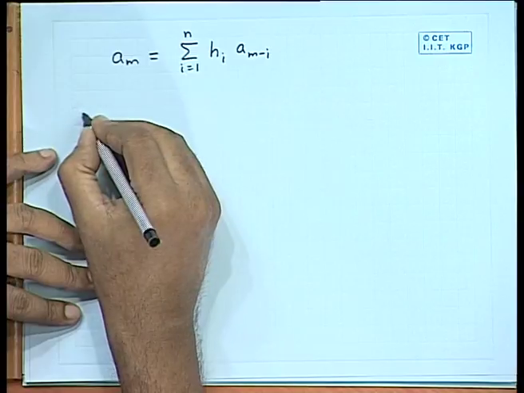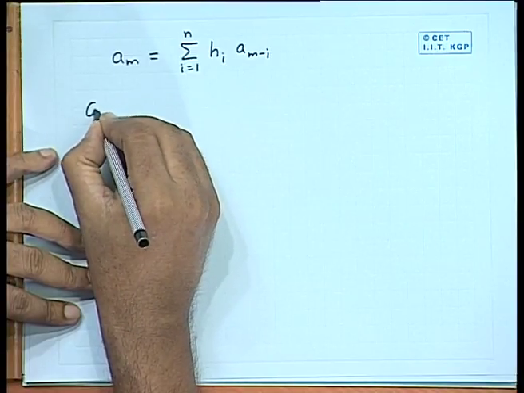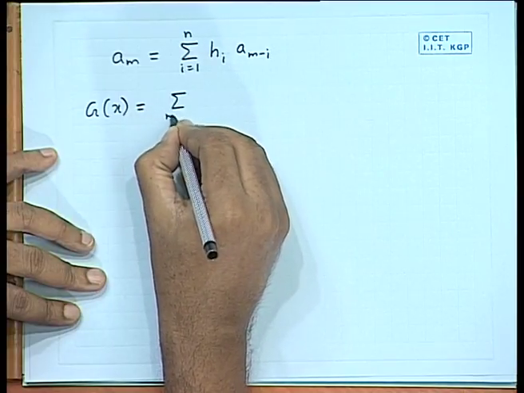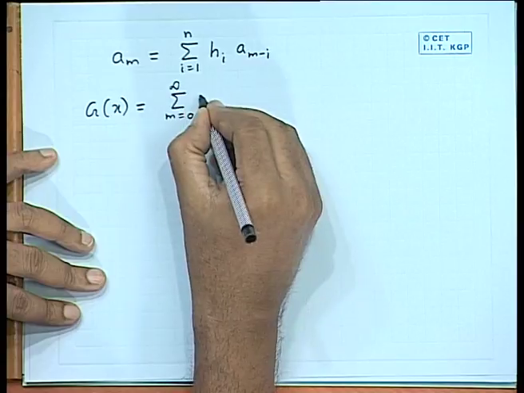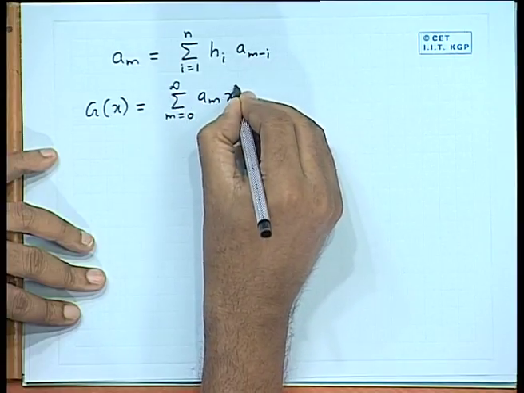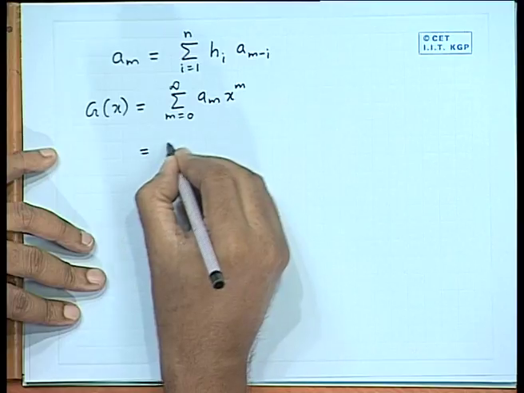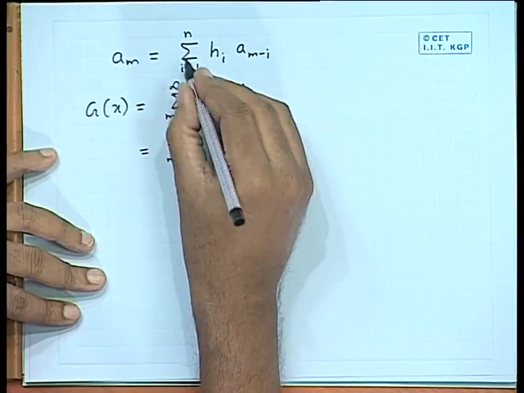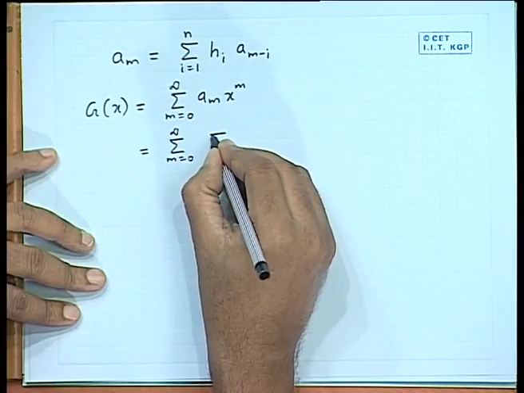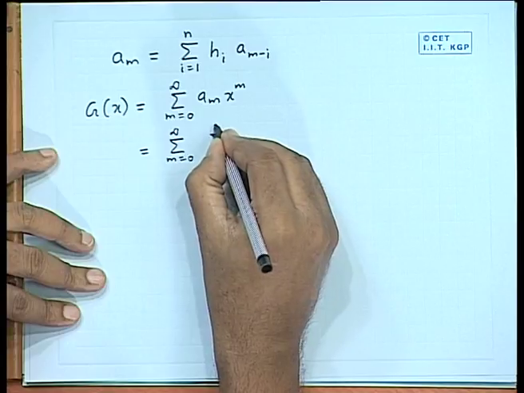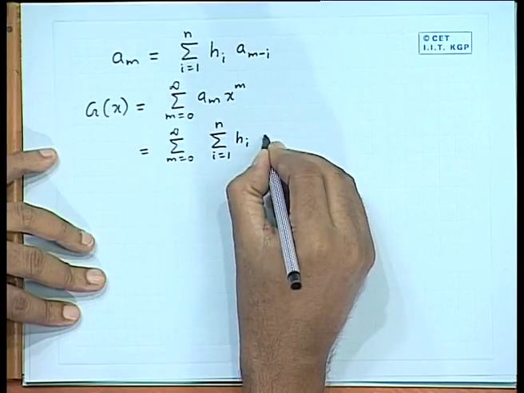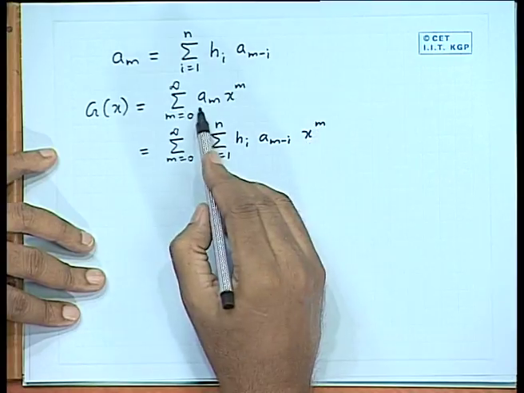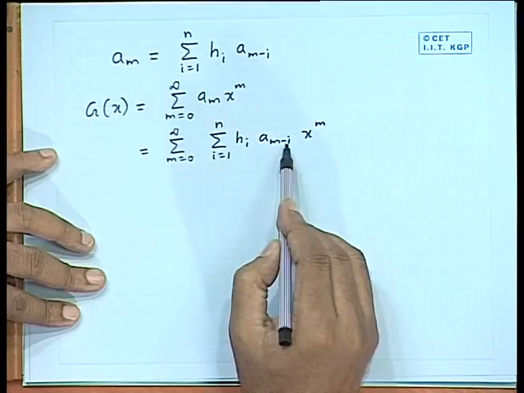Well, with this a m, now again you go back to the expression for g x which we had computed earlier. So, g x we had said is summation m equal to 0 to infinity a m x to the power m. Now, this we can write like this. Instead of a m, we can substitute this: summation I equal to 1 to n h I a m minus I x to the power m. So, instead of a m, we have written down this expression.